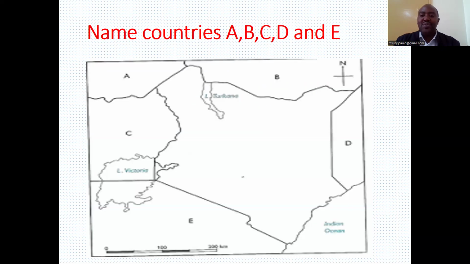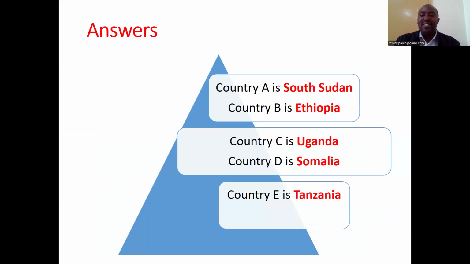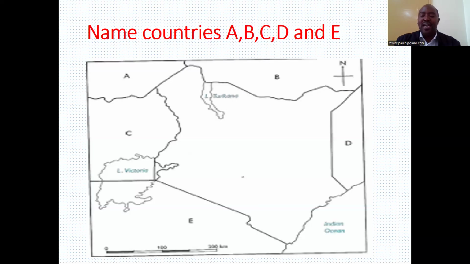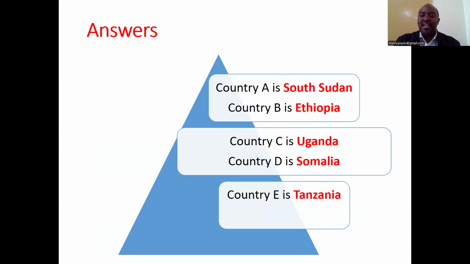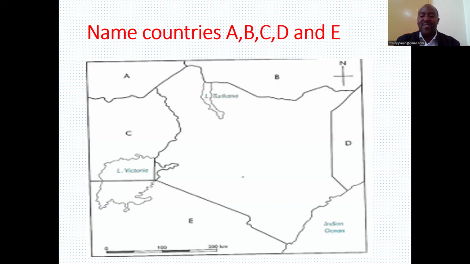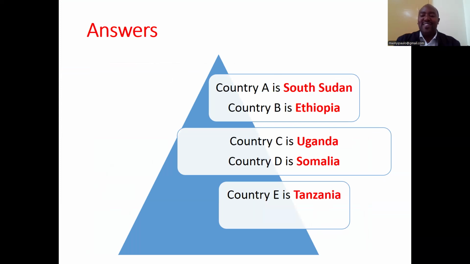Country C is Uganda that borders Kenya to the west. Then country D is Somalia that borders Kenya to the east. And country E is Tanzania that borders Kenya to the south. Good. I can see you nodding the head in agreement.